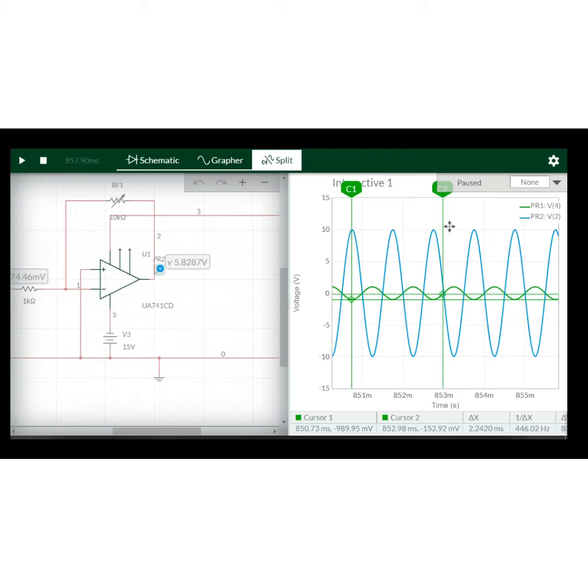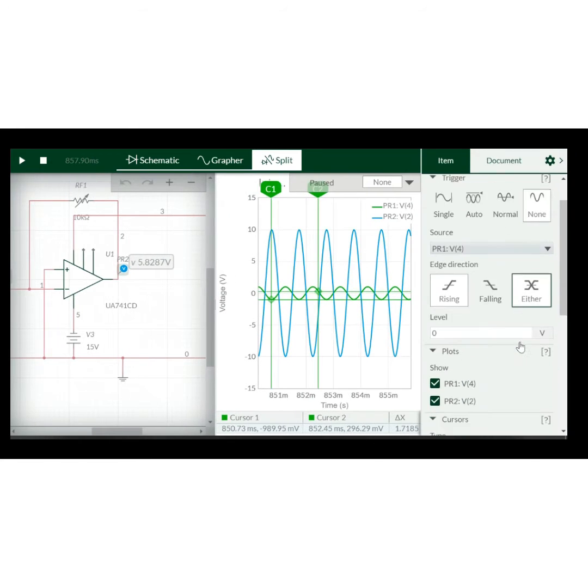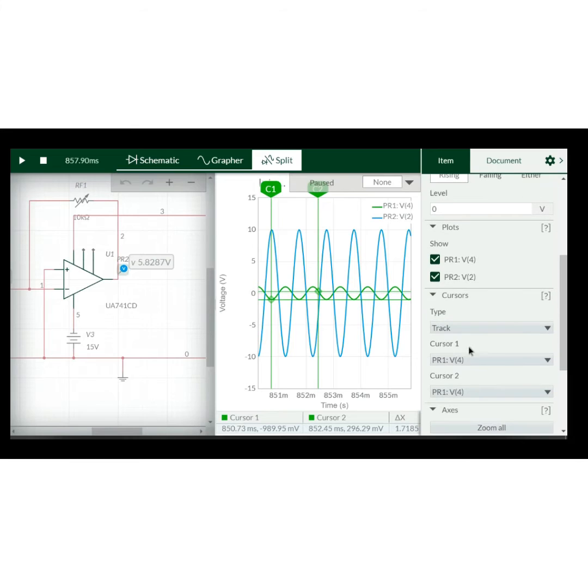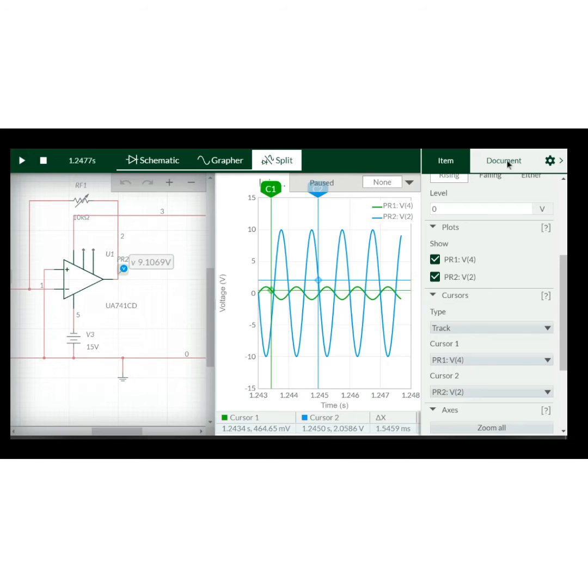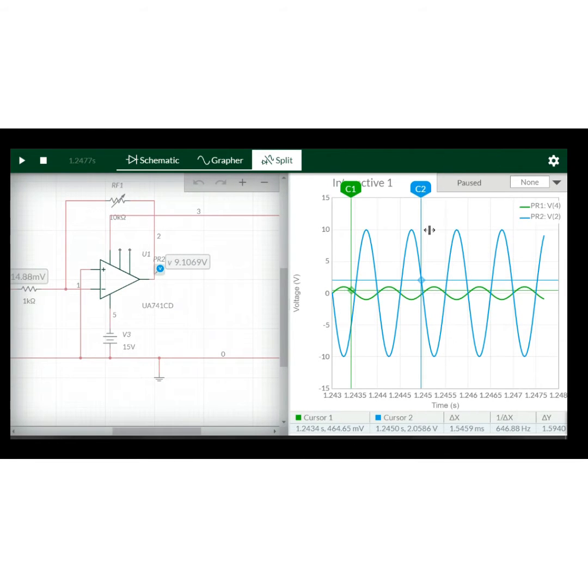So to set the cursor, you need to click at the C2 and cursor 2 changes to PR2 V2. So now adjust the cursor to get the perfect value, and C1 is negative 998.59 millivolt and for the cursor 2 is 9.935 volt.